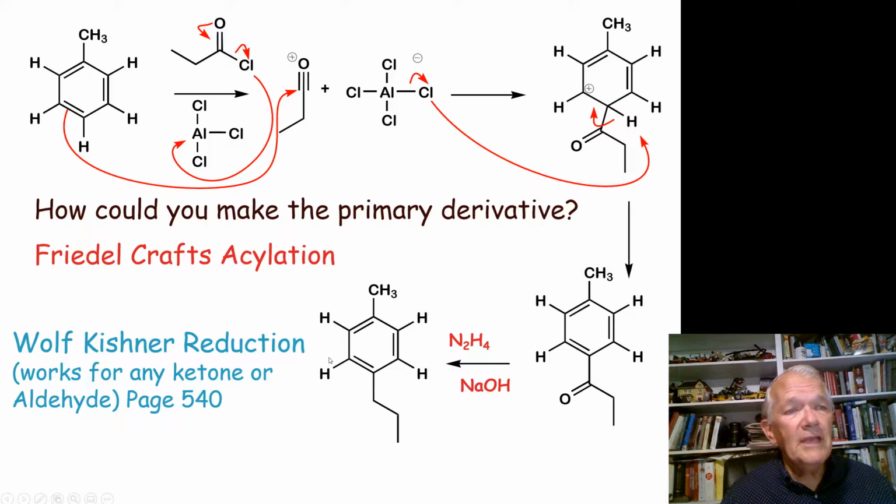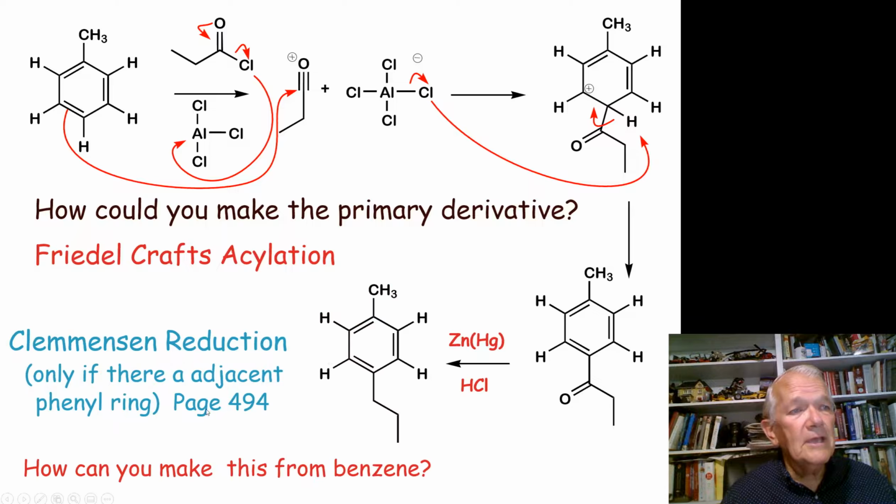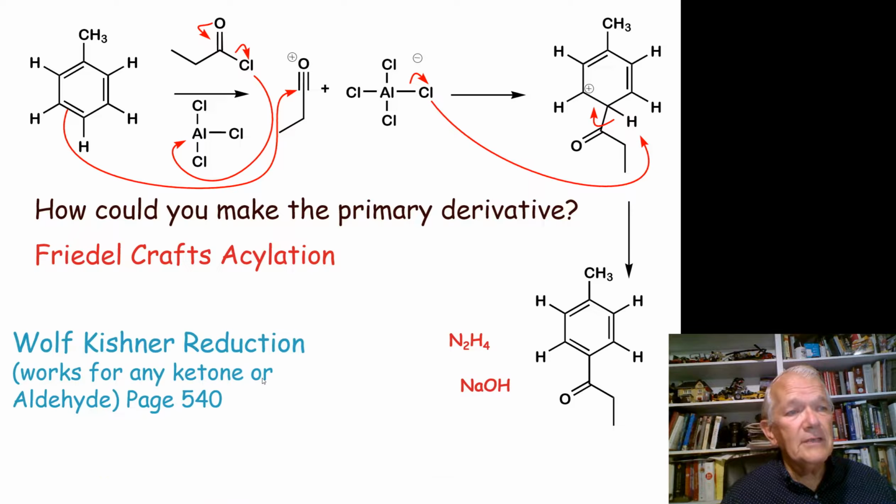Now, there are some limitations on these two reactions. The Clemmensen reduction only works if there's an adjacent phenyl ring, because it involves electron transfer, and that phenyl ring is important for that electron transfer process. The Wolff-Kishner is a more general reaction, and you can do this on any ketone or aldehyde. So you have two different ways of doing it.